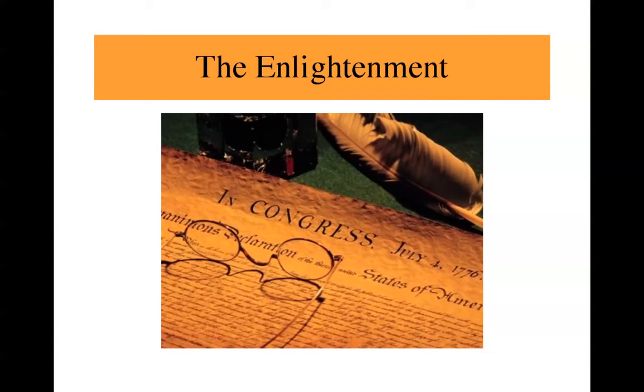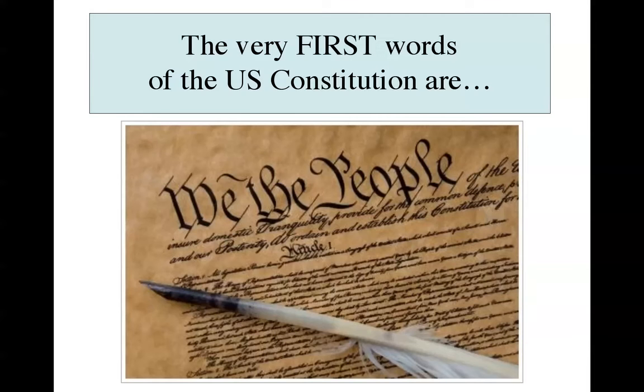The Enlightenment was a very, very big, influential movement in creating our government. In fact, the very first words of the United States Constitution are "We the people." It's not ruled by one person, like it was for so many years by one king or one queen. Rather, it's we the people of the United States. We are going to be the rulers. We are going to dictate how things are going.